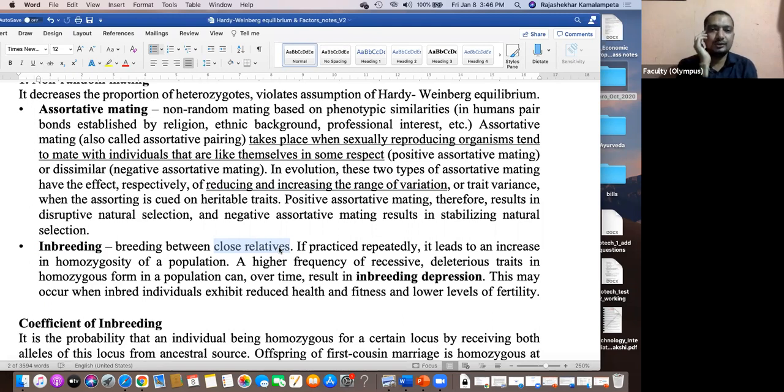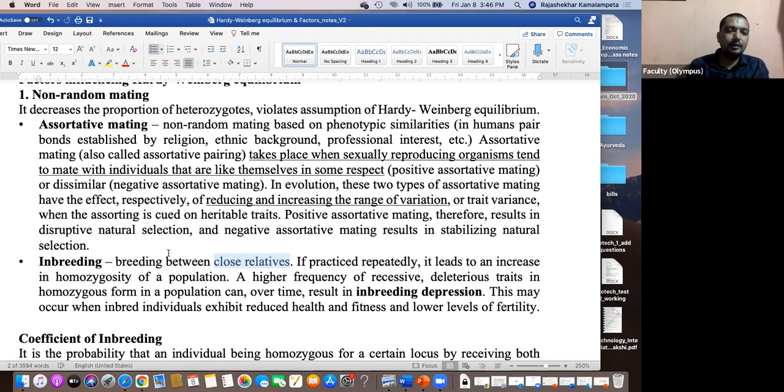Breeding between close relatives. Okay, so this is a very common practice, especially in South India, correct? Or in some religions, it is a common practice. We'll discuss more about inbreeding in the next part, where we'll talk about consanguineous marriages. For now, just be familiar. This is a type of mating. Here we're talking about inbreeding. Marriage is happening within the families, within the relatives, within the blood relatives.